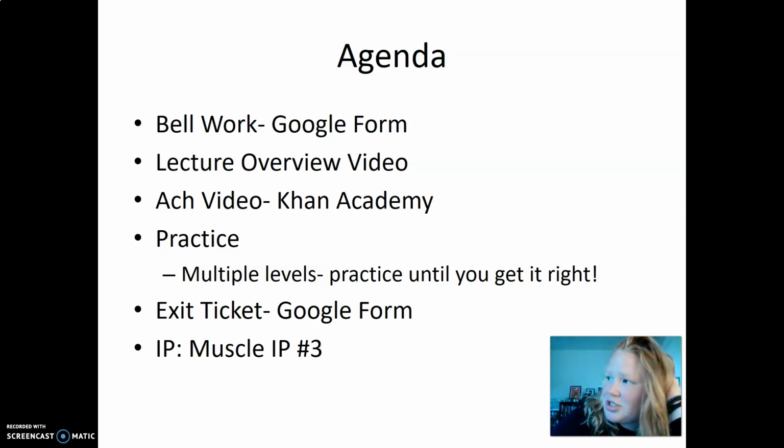The deliverable, the thing that I'm going to have you turn in, is just at the end of your practice session. Please make a picture, or you can make a brief video, or you can write a short paragraph describing how muscle contraction happens at each level that we cover today. Exit ticket is just a Google form that's like, hey, did everything work? Were you able to access everything? And then your IP for tomorrow is IP number 3, in your packet. It's also linked on Haiku.